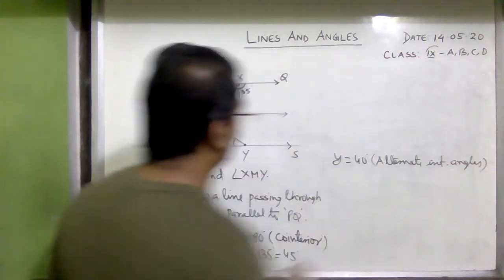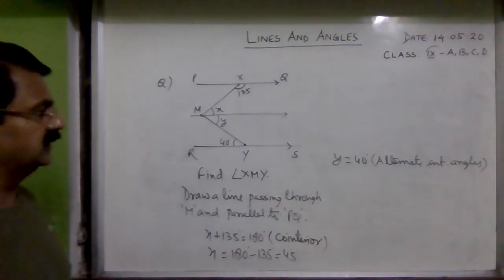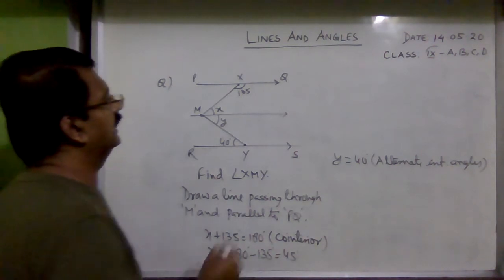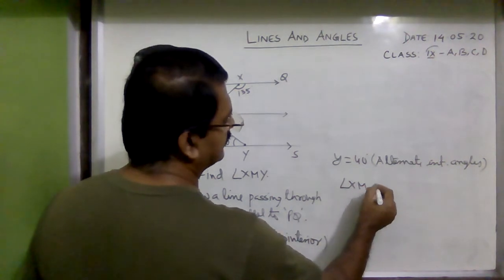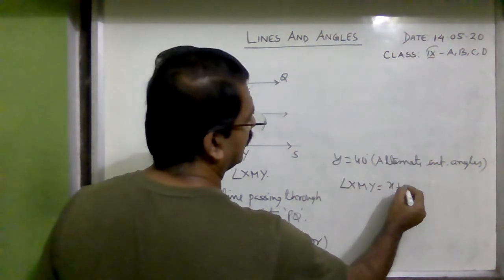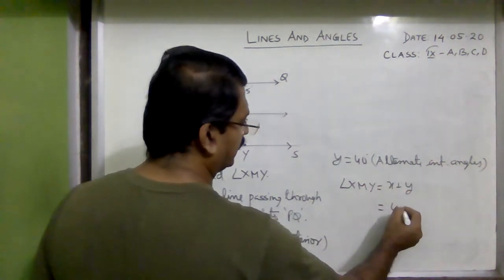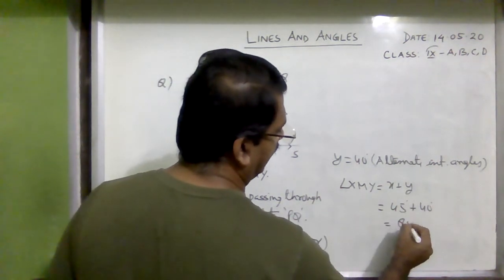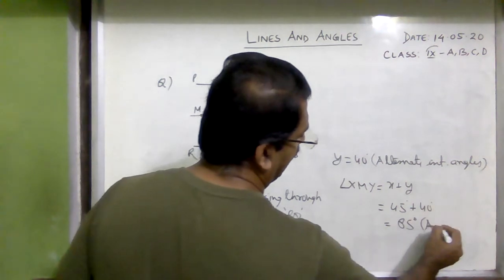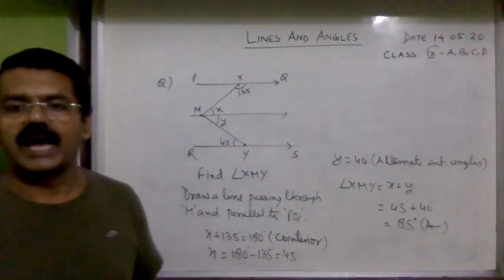Okay, and now we have found x and y, and angle XMY is actually x plus y. That is 45 plus 40. So when you add, it is 85 degrees. Clear? And that is your answer.